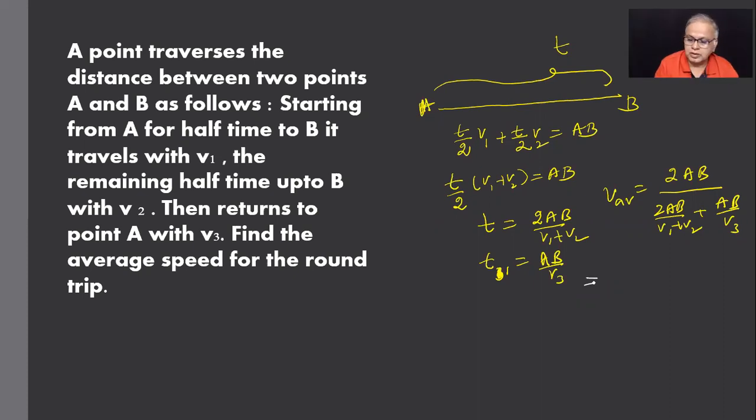So how much is that? Without doing much, you should be able to. AB cancels. 2 by 2 by this one, we will get, so this will be the numerator that will go up. So 2 into V1 plus V2 into V3. Am I correct? AB cancels. 2 by V1 plus V2, plus 1 by V3. So this will be the LCM, V1 plus V2 into V3, the LCM. So that will go up later.